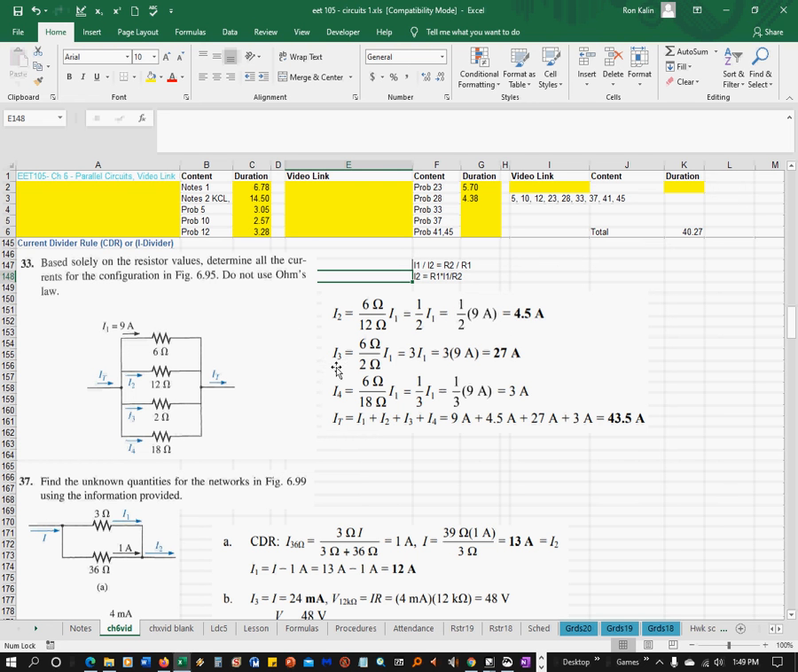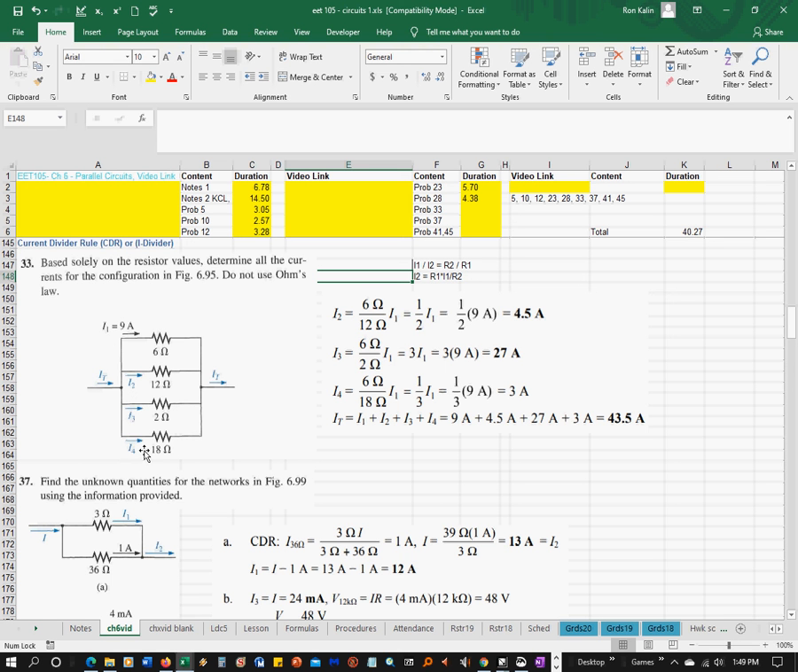Likewise, you can do the same thing with the next pair, or you could do it with number 3 and number 1, whatever you want to do. So you take I3, and they chose to use I1 and R1. So I3 equals R1 times I1 divided by R3. And it equals 3 times I1, 27 amps.